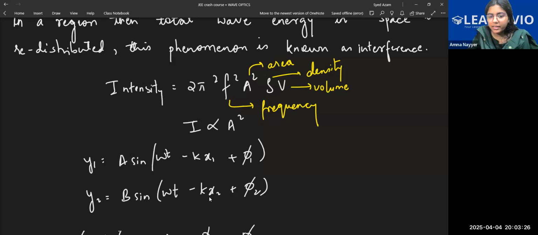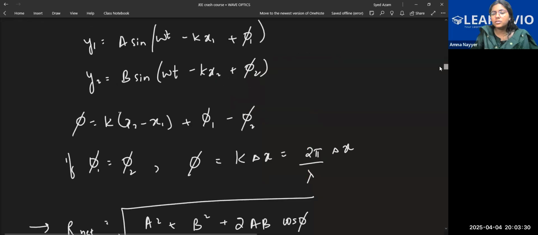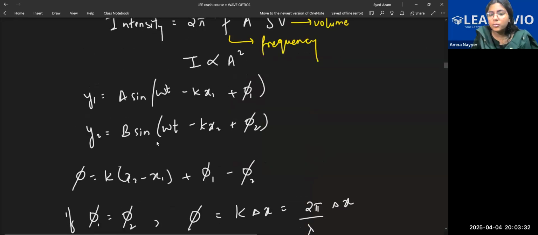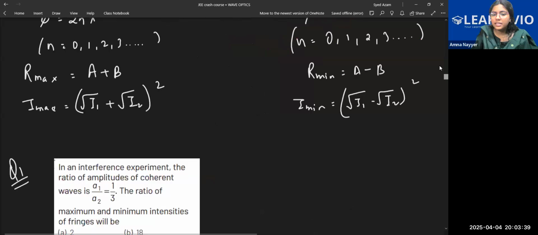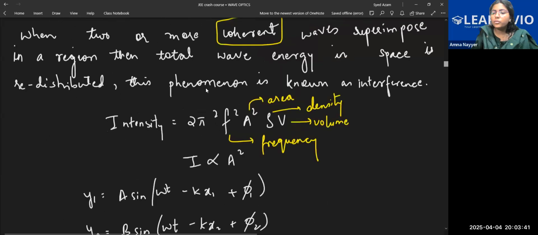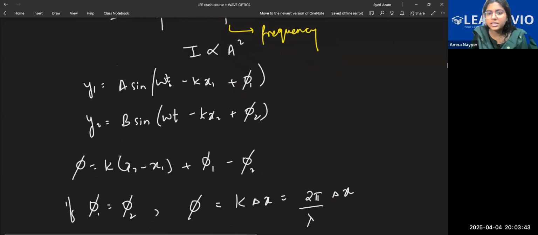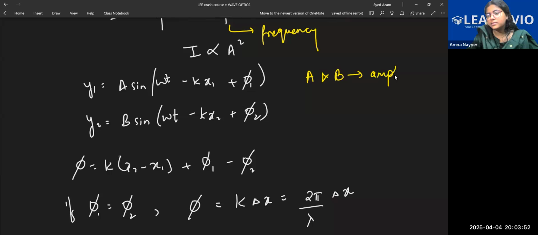So you have two waves. y1 is equal to a sine omega t minus k x1 plus phi 1. y2 is equal to b sine omega t minus k x2 plus phi 2. Now we are going to see the conditions here. These are the two waves which have superimposed according to us. Now what is this? a and b are the amplitudes of the waves.